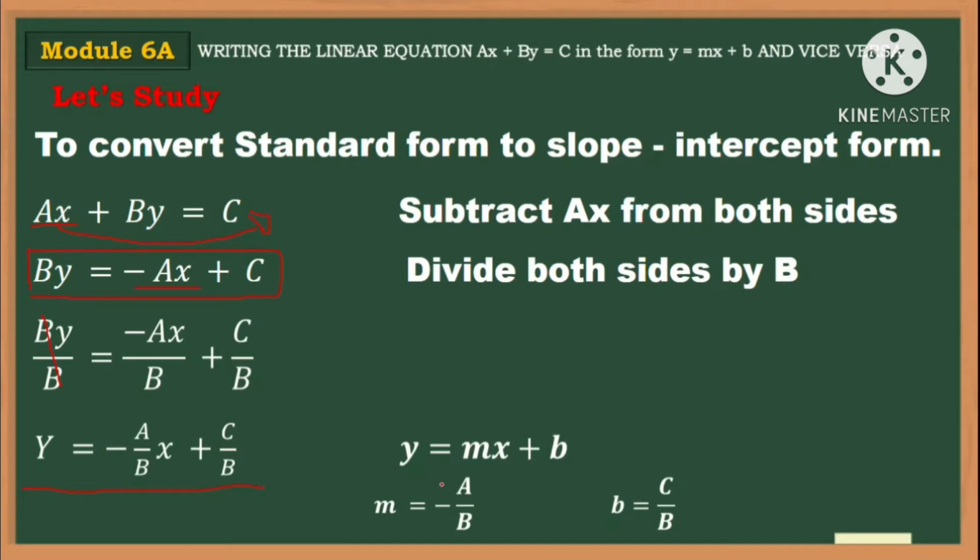Okay, so here, remember this one and also this one. Therefore, to get this, m is equal to negative a over b, and for the y-intercept, b is equal to c over b.